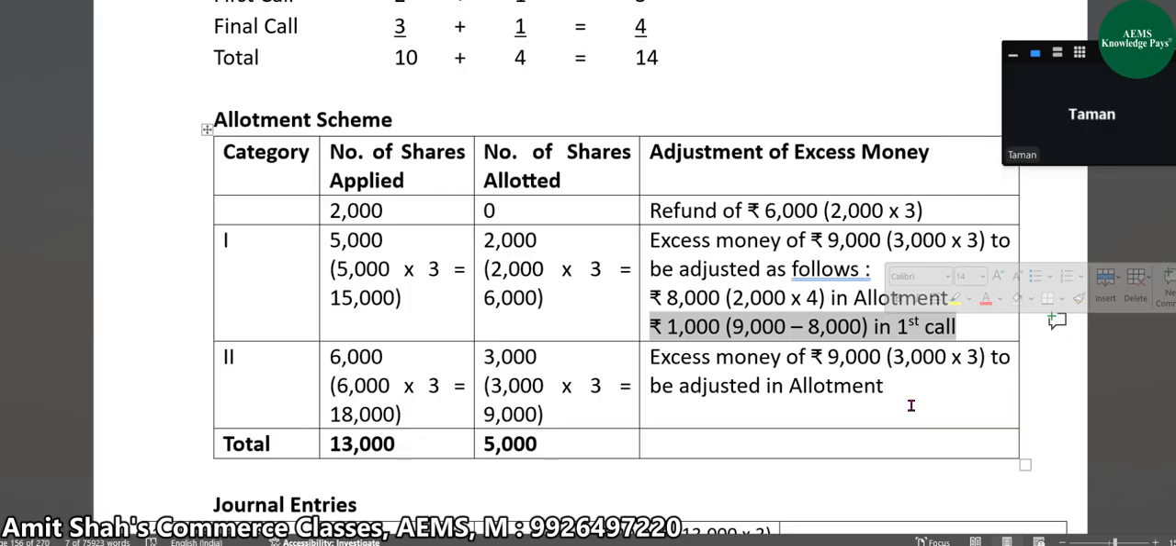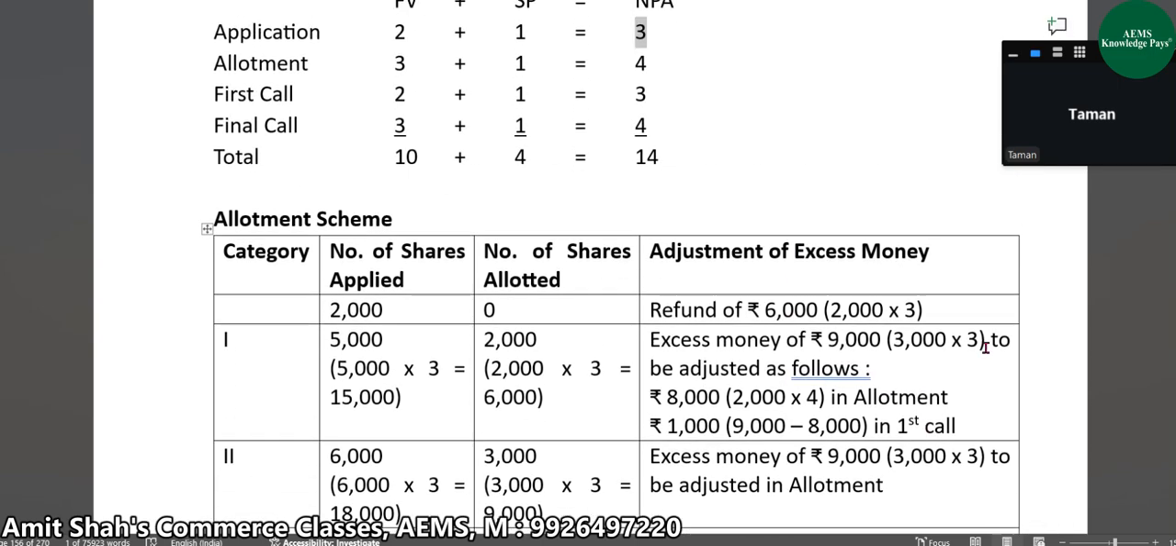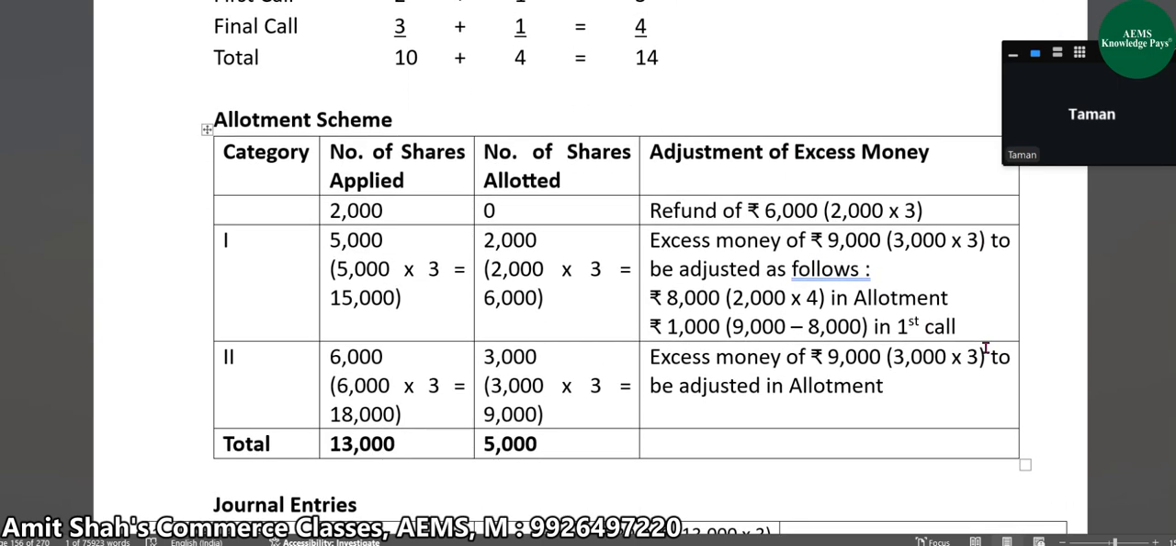Sir, in the first line it is saying excess amount of 9,000, which is 3,000 shares into 3 rupees, and adjusted that. That 3 rupees is of application. This 3 rupees is not of allotment at all. No, this is of application, this 3 rupees. Okay, sir.